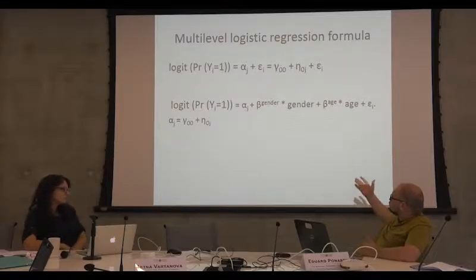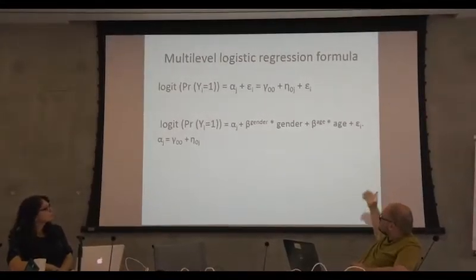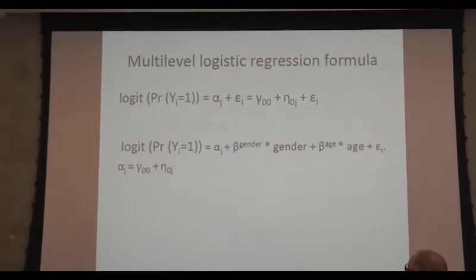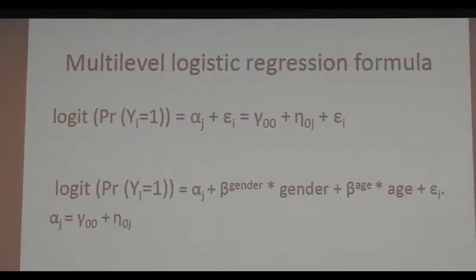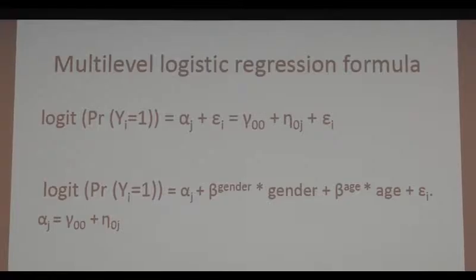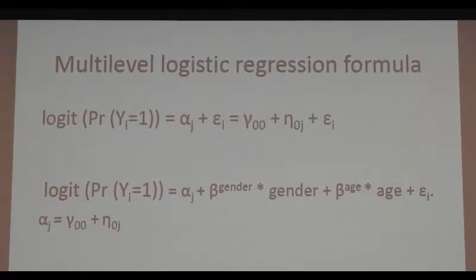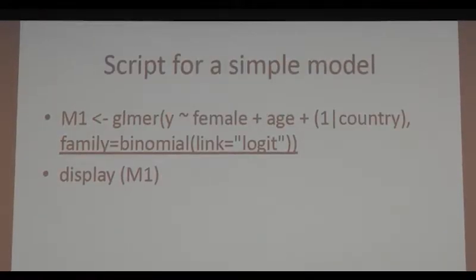A non-empty model would look something like this. We have alpha j, beta for gender times gender, beta for age times age, plus a residual variance on the individual level within groups, say within countries. And alpha j is modeled separately. In this case, for instance, we simply say that there is variance that is left unexplained. So everything is pretty much the same as in linear multilevel regression.